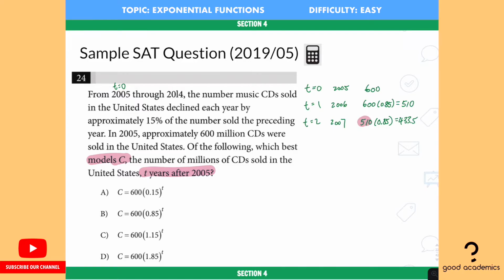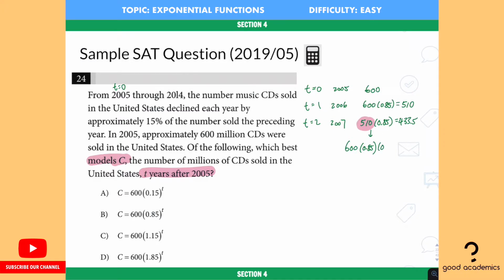You are not going to test out all the choices, but instead, I want you to focus on this number right here, which is coming from the previous step. So I want to rewrite this 510 based on the previous step. This is 510, and this is the 0.85 from here. So what you can see is that it is the same as 600 times 0.85 squared. And as we have more years, if T equals 3, then what we have is 600 times 0.85 squared times 0.85 again, which is 0.85 cubed. So this is how we know the correct answer must be B.